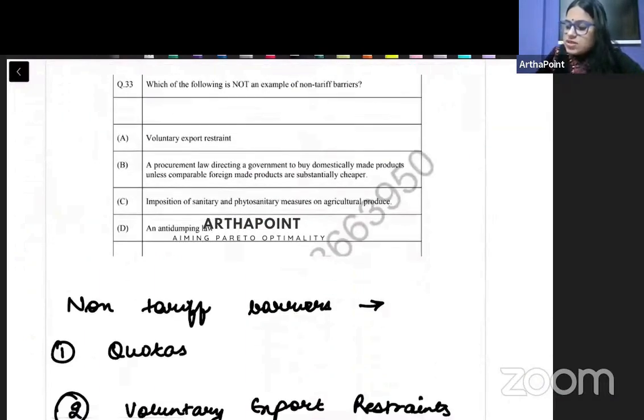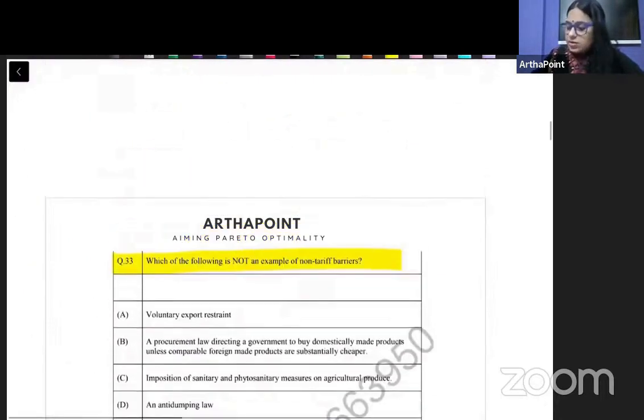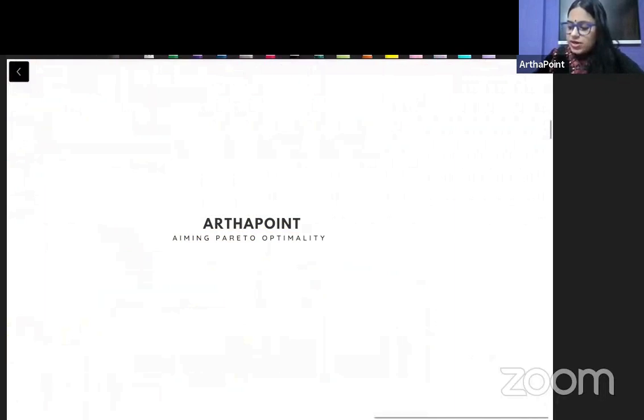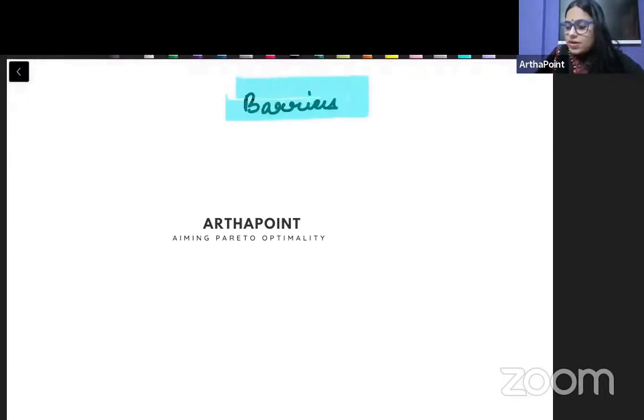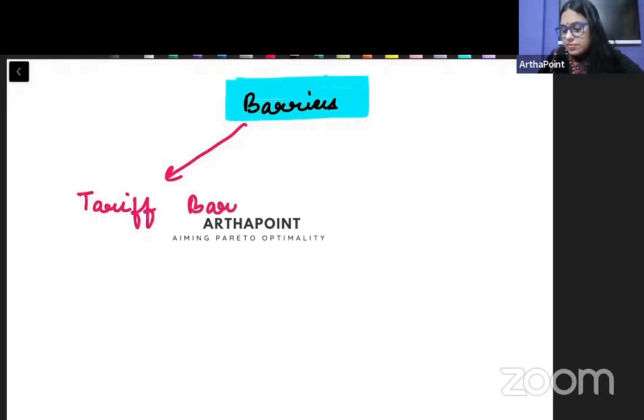Which of the following is not an example of non-tariff barrier? इसको थोड़ा सा समझते हैं. Let's try to understand this thing. Our barriers can be divided in two parts. One is called as tariff barrier and one is called as non-tariff barriers.